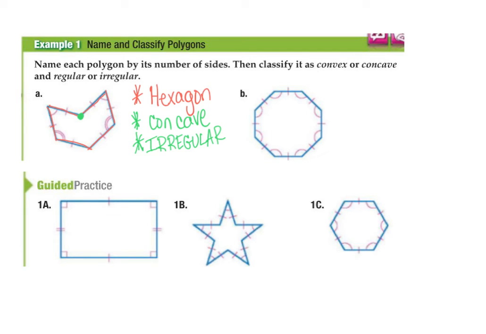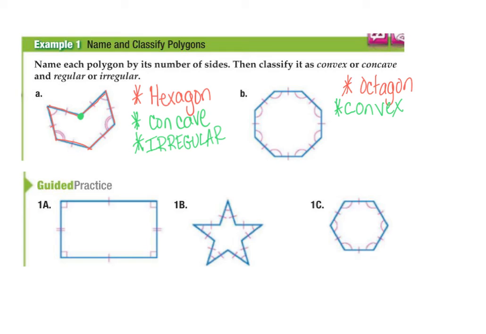Again, we want to see how many sides the polygon has in order to label it. So for example B, we will count the sides, and when we count, we come up with 8. So this polygon is an octagon. Then we want to decide whether it's convex or concave. Well, in this image, no line containing any of the sides will pass through the interior of the octagon, so it is convex.